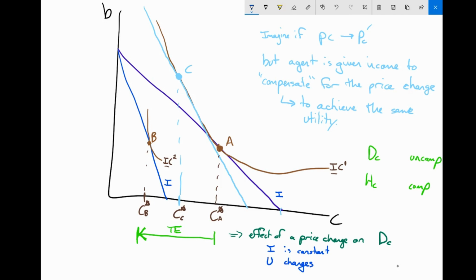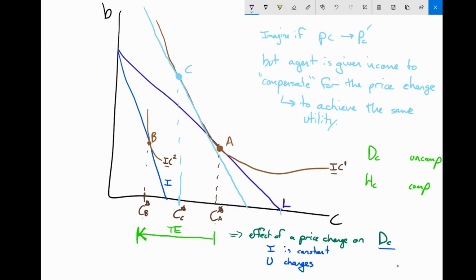All right. So the total effect, the difference between CA and CB, captures the effect of a price change on the uncompensated demand. Why is it uncompensated? Well, because when we move from A to B, we are changing the level of utility. They get less utility at bundle B, but income remains the same. Why does income remain the same? Well, I can illustrate that.